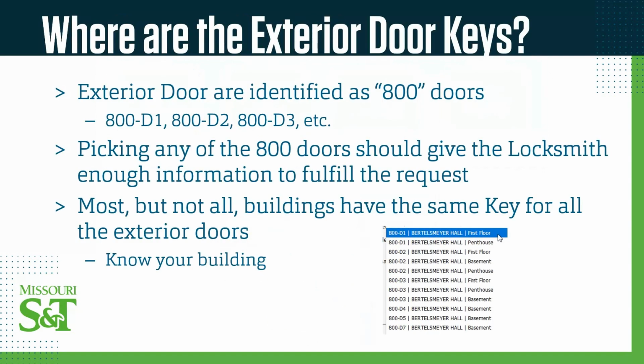Another question that I get a lot, where are the exterior door keys? Well, exterior doors are identified as 800 doors, and you can see from the graphic here in Bertelsmeyer Hall, 800-D1, 800-D2, etc. Those are all exterior doors. Picking any one of those doors should give the locksmith enough information to fulfill the request. Most but not all buildings have the same key for all the exterior doors, but there are many buildings now that use card access. And if there is card access, then you will not be able to order a key at all, but you'll have to use your card.